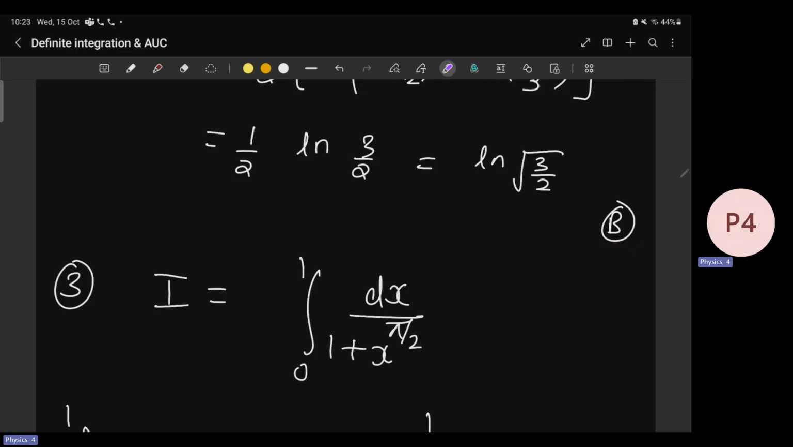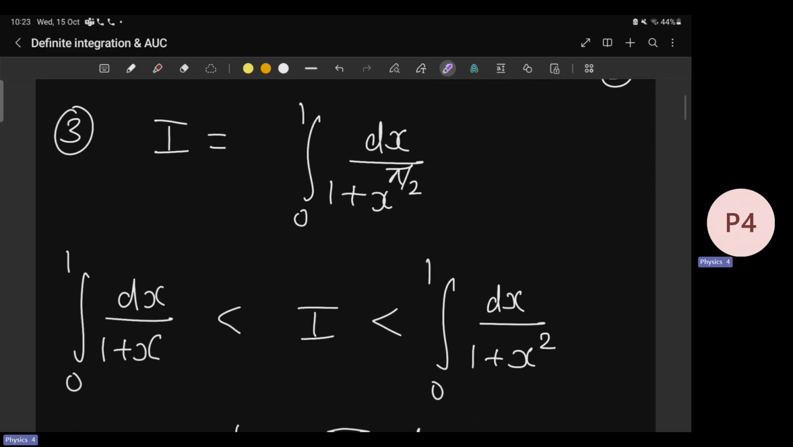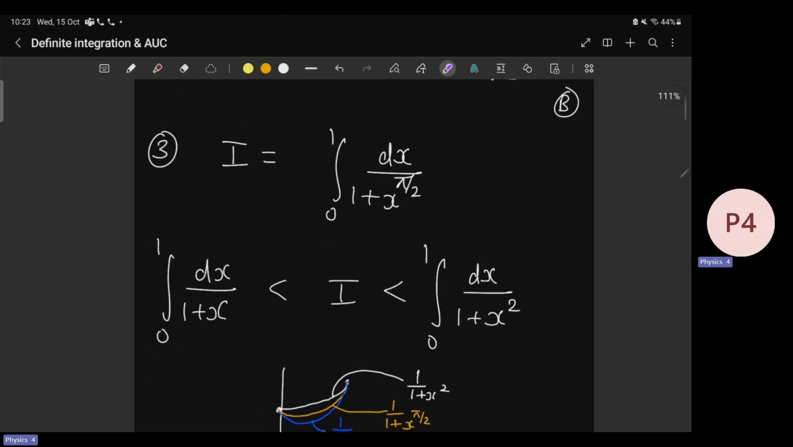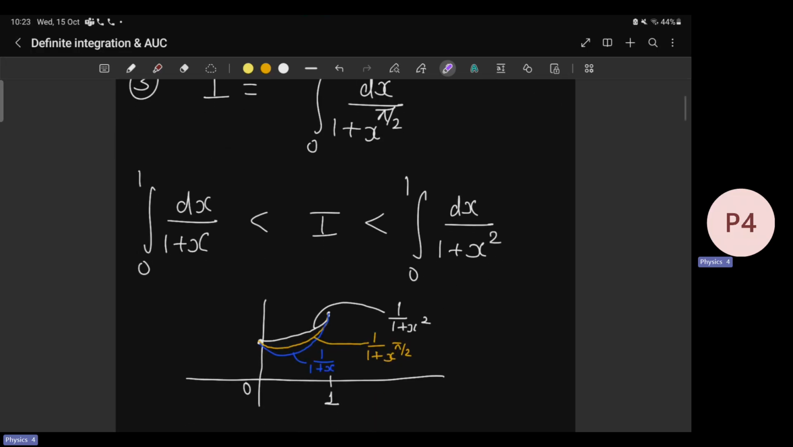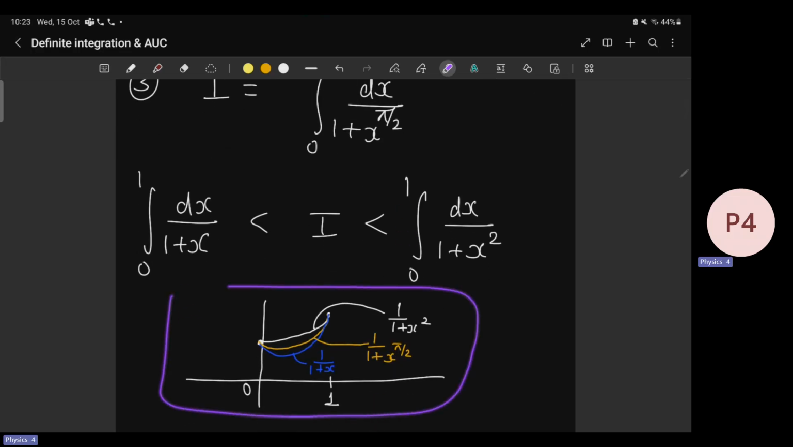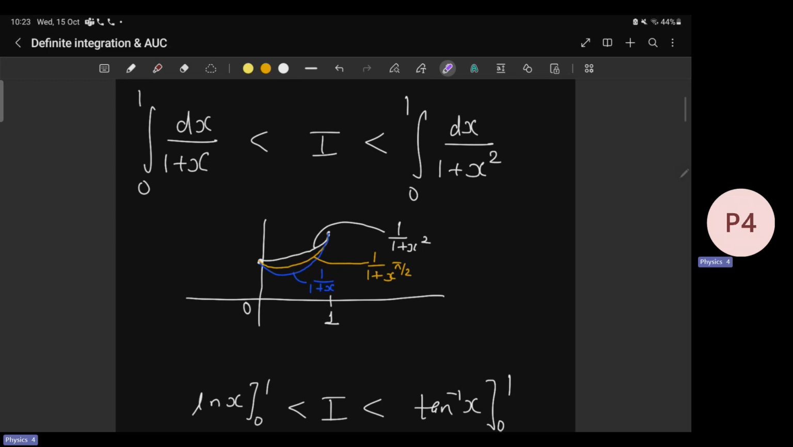Move on to the next question. Question number 3. This is dx upon 1 plus x to the power pi by 2. So first analyze this graph. This is the graph of 1 upon 1 plus x square in the interval 0 to 1. This is the graph of 1 upon 1 plus x to the power pi by 2. This power is approximately 1.5 something. And this is the graph of 1 upon 1 plus x.